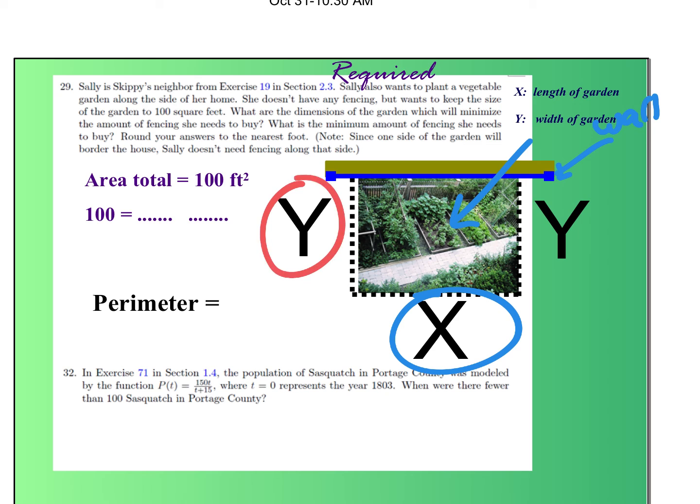Why are these both Y? Well, look at it. Look at the garden. Do you get how those would have to be the same? It just wouldn't make sense if you're making a rectangular garden. Why would it have to be the same as each other? Otherwise, it wouldn't be a rectangle. You're using the wall of the house. Why? Because that's a natural fence. You don't have to buy any fence for that.